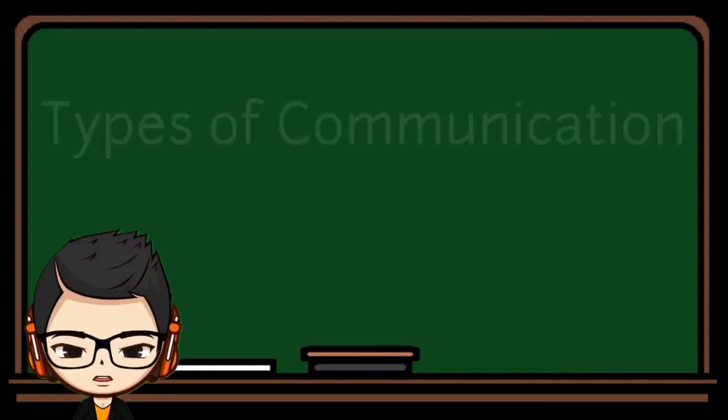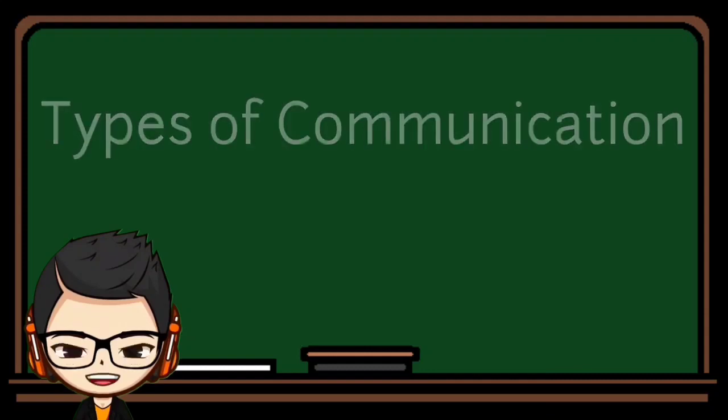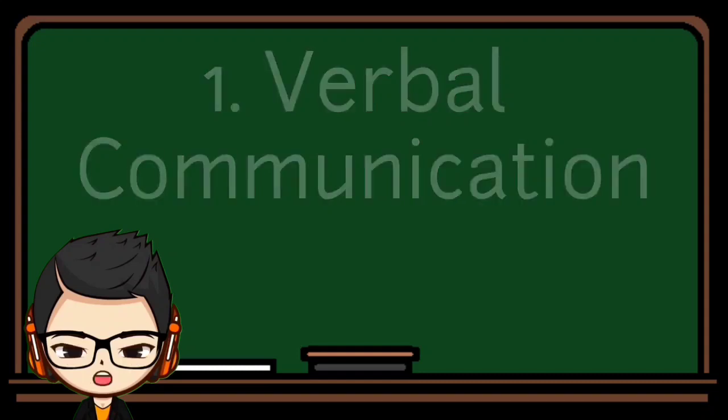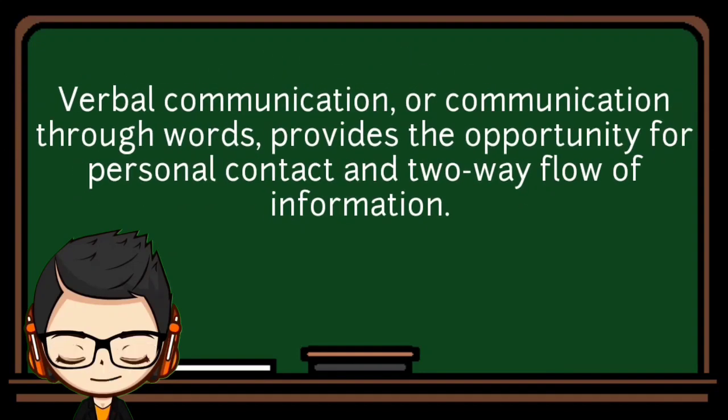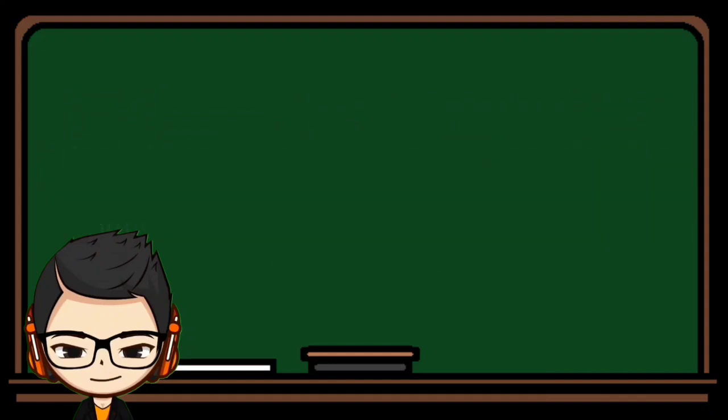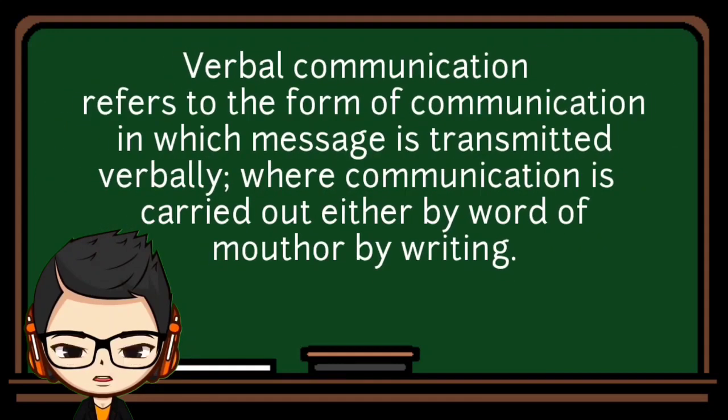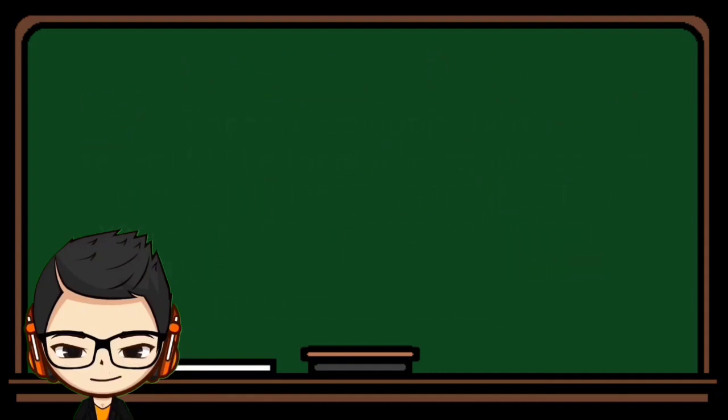And the next, types of communication. The first is verbal. Verbal communication, or communication through words, provides the opportunity for personal contact and two-way flow of information. Verbal communication refers to the form of communication in which a message is transmitted verbally, where communication is carried out either by word of mouth or by writing.